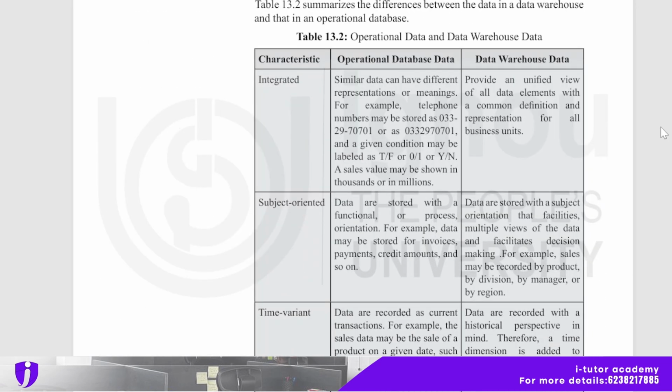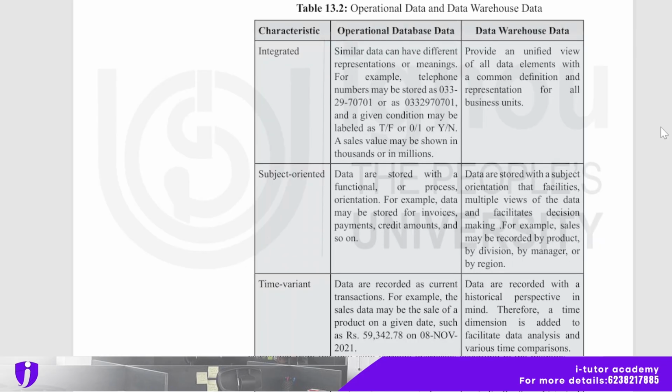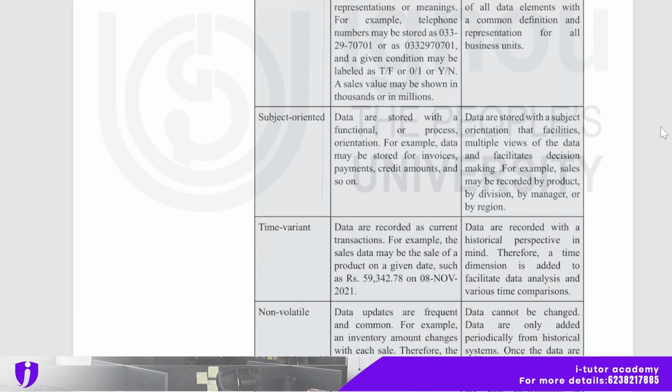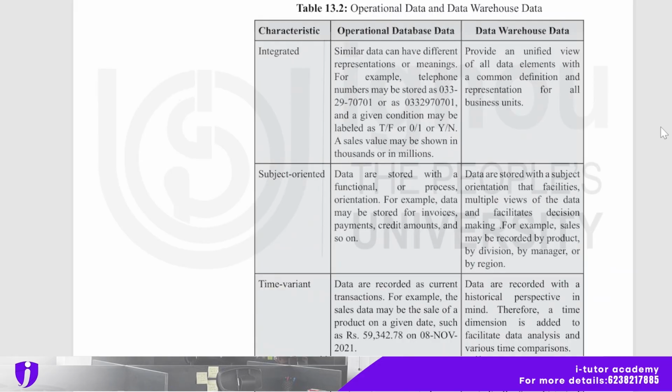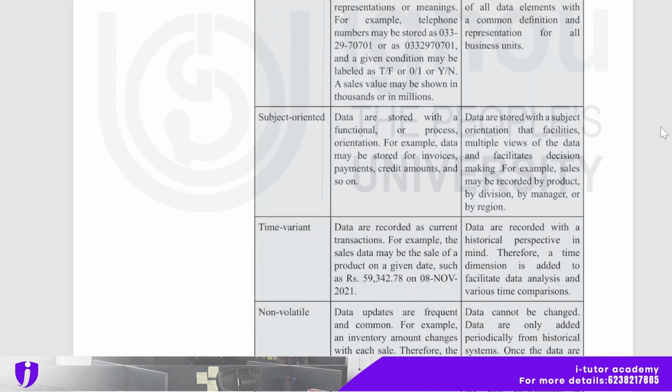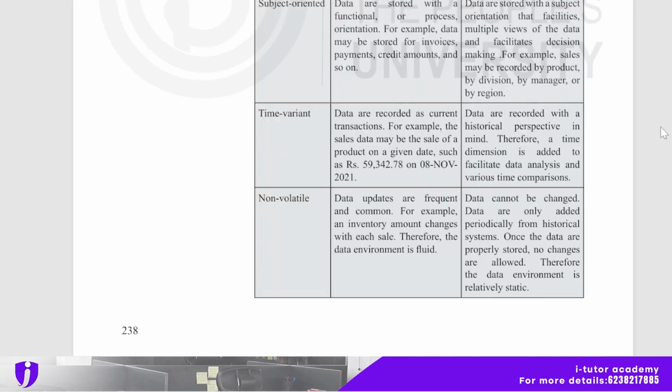Operational data and data warehouse data. There are characteristics of operational database data and data warehouse data. The characteristics are integrated, subject oriented, time variant and non volatile. So, operational database and data warehouse data. In operational database data, similar data can have different representations or meanings. And data are stored with a functional or process orientation. In time variant, data are recorded as current transactions, and data updates are frequent and common. So, this is the non volatile nature.